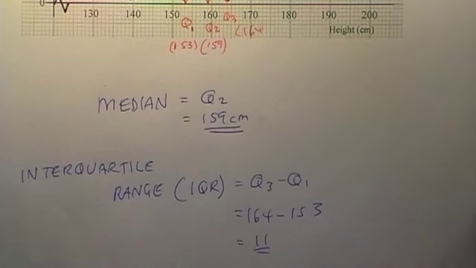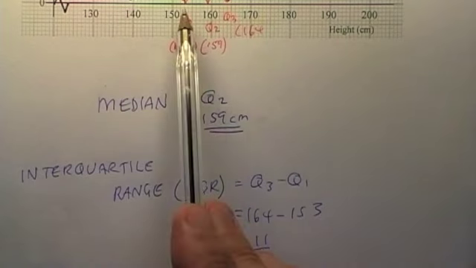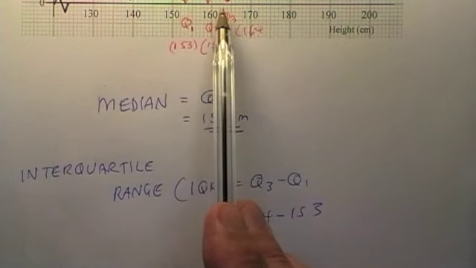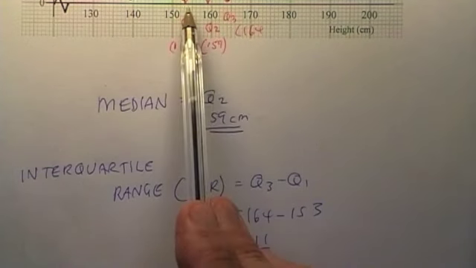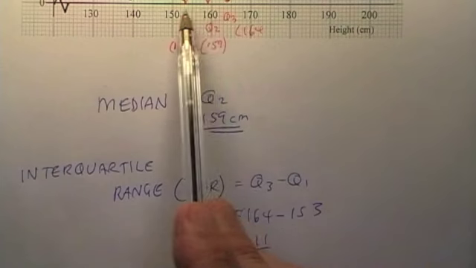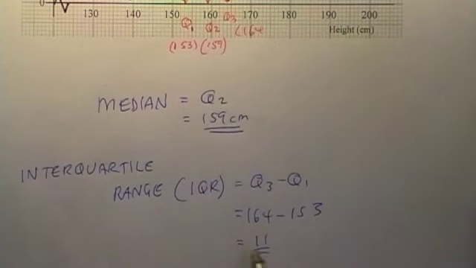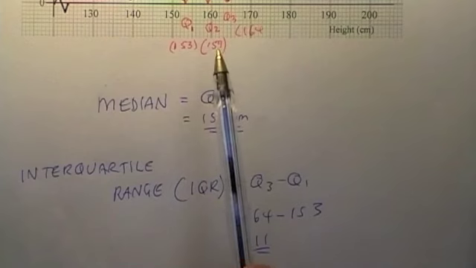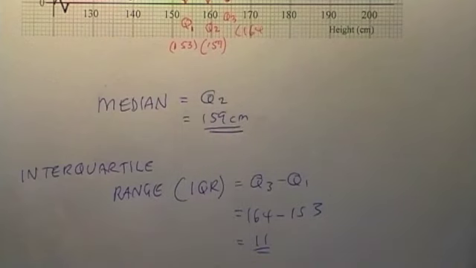of 11. So remember, the interquartile range is a measure of spread. In fact, it's 50%. That's what it is, between two quartiles. 50% of the values are within 11 centimetres of each other. Put that into context, this is height of students, so 50% of the students are within 11 centimetres of each other.